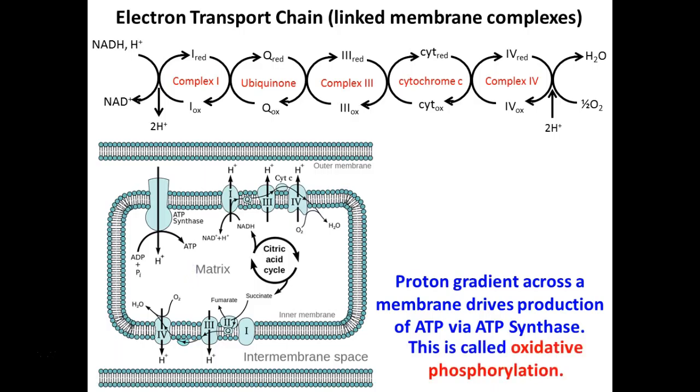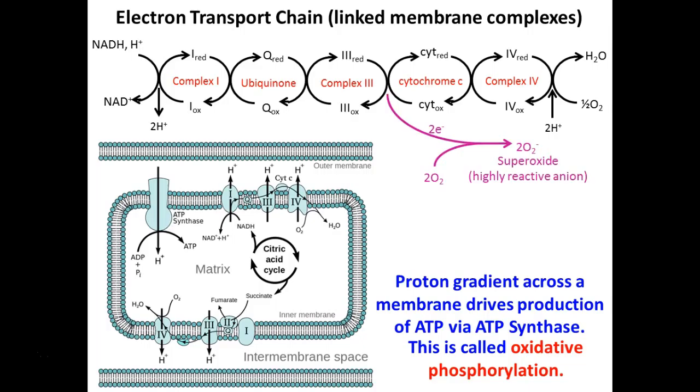This is referred to as oxidative phosphorylation because we're using the electron transport chain, right, the movement of the electrons to generate the proton pump that drives the ATP synthase. So oxidative, again, refers to the loss of electrons in this case.